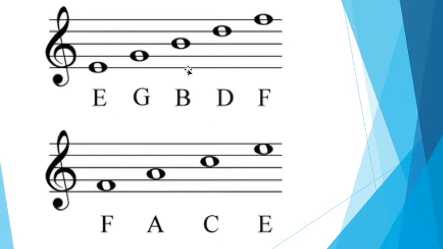If the note is on the bottom line, it will always be an E. And if the note is in the second space, it will always be an A. So that's something to keep in mind.